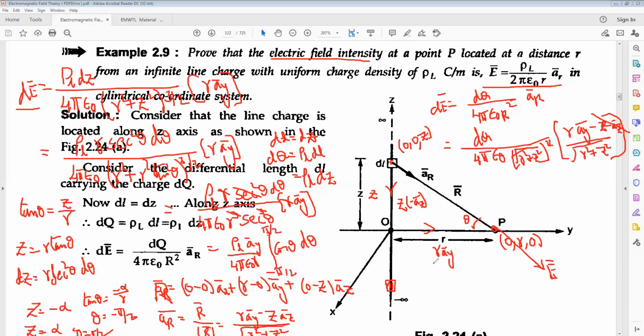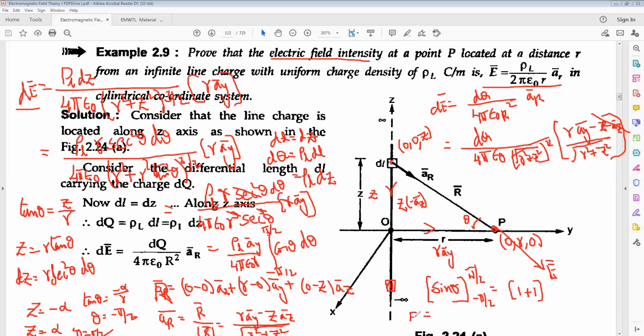What is the integral value of cos theta? It is sin theta, from minus pi by 2 to pi by 2. I'm applying only the integral. What is sin pi by 2? It is 1, minus sin of minus pi by 2, which is minus sin pi by 2, again 1. We get the total value as 2.